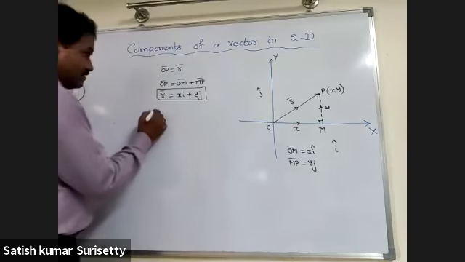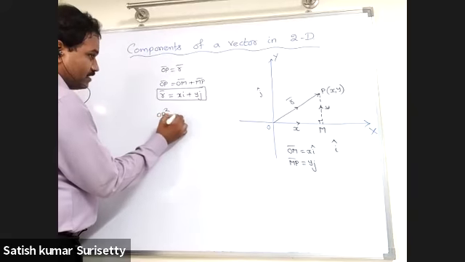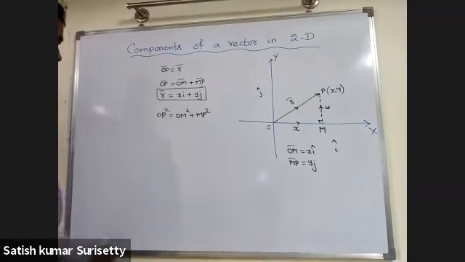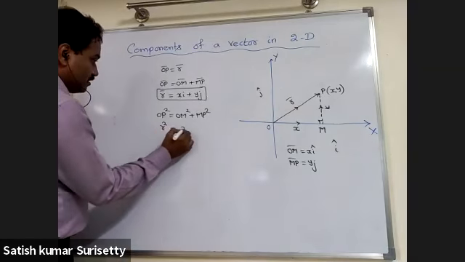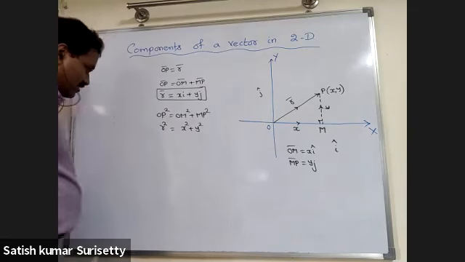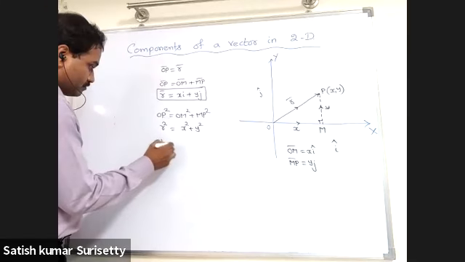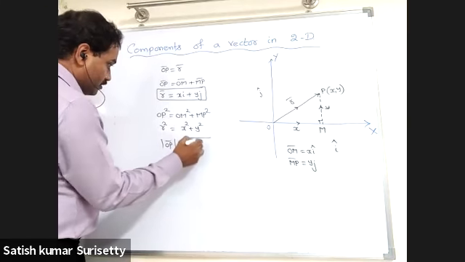From the right angle triangle, OP square equals OM square plus MP square. So R square equals x square plus y square. So length of OP bar is root of x square plus y square. That is, modulus of xi plus yj will be root of x square plus y square.